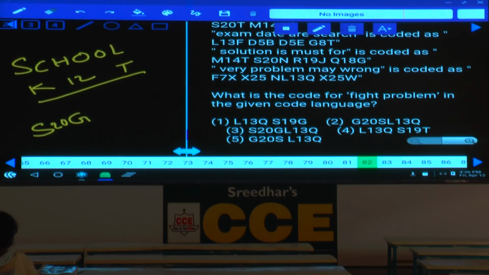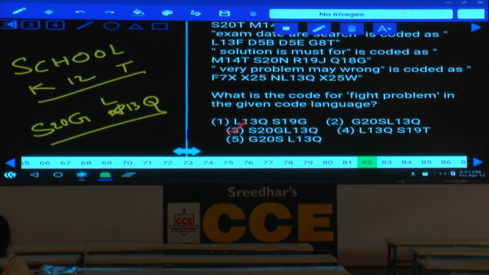And the next word, problem. P minus 1 is O, and M plus 1 is N, and M is 13. So what is the answer here? Now first letter plus 1, P plus 1 is Q, and last letter minus 1 is L. Hence it is L13Q. Choice 3 is the answer. Done with this? Can you work out the remaining questions in the same way? Now this is about question numbers 81 to 85. Then after this, 86 to 90.